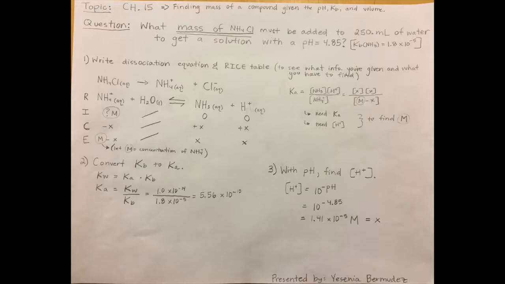Next, since we were given the pH, we can find the hydrogen concentration with the following equation. The concentration of hydrogen equals 10 to the negative pH. Once we plug in the numbers, we get that the concentration of hydrogen is equal to 1.41 times 10 to the negative 5 molarity, which is also equal to x.